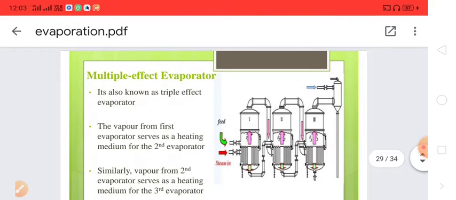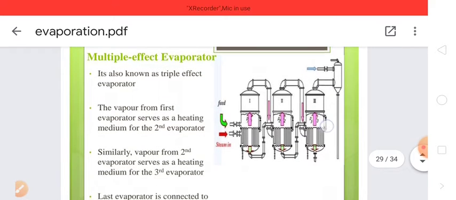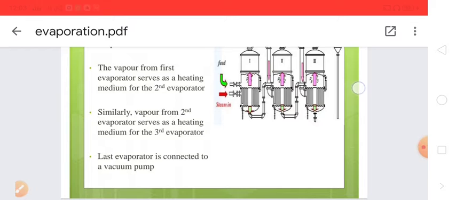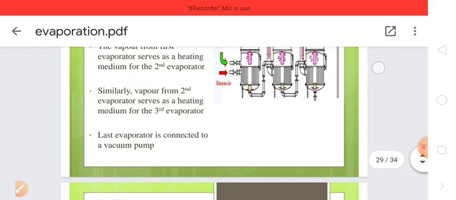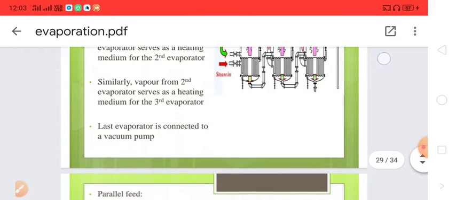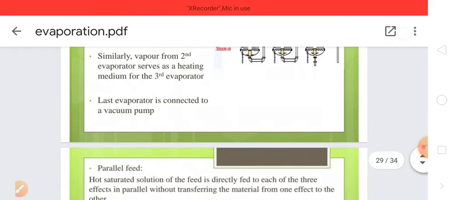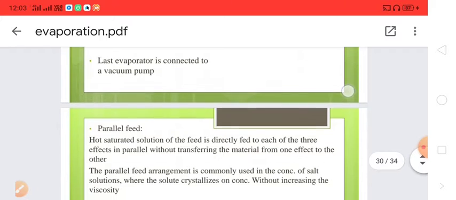Then the multi-effect evaporator. It is also known as the triple effect evaporator. The vapor from the first evaporator serves as the heating medium for the second evaporator. Similarly, vapor from the second evaporator serves as the heating medium for the third evaporator. The last evaporator is connected to a vacuum pump.